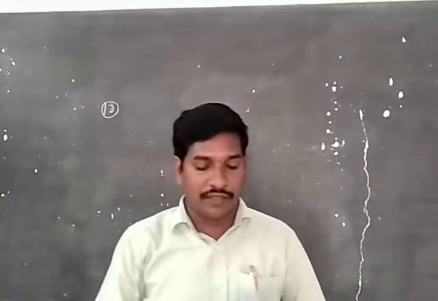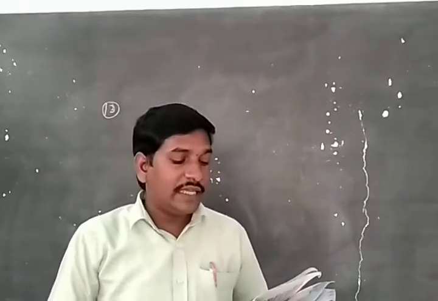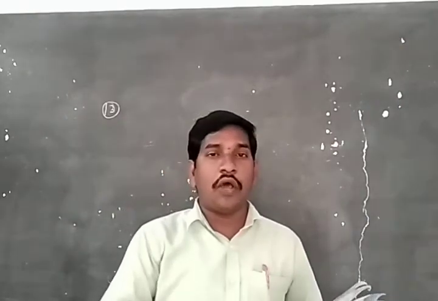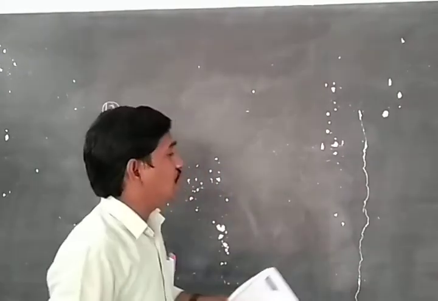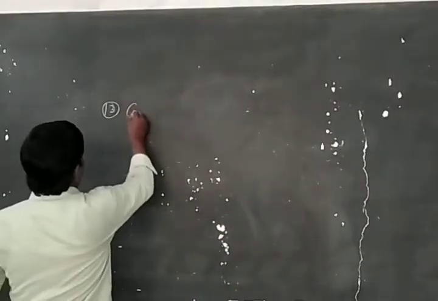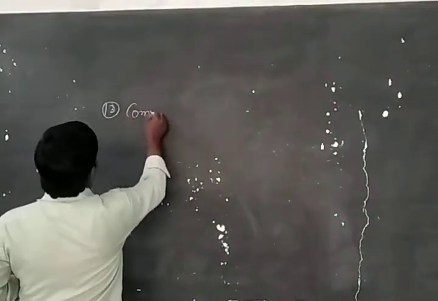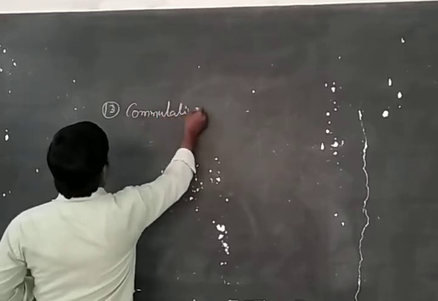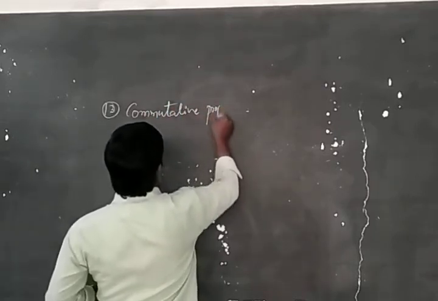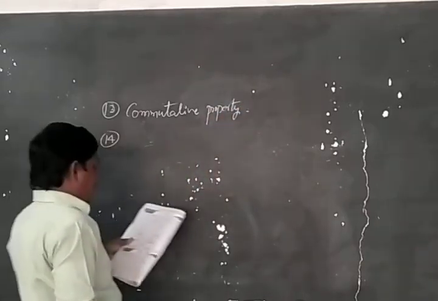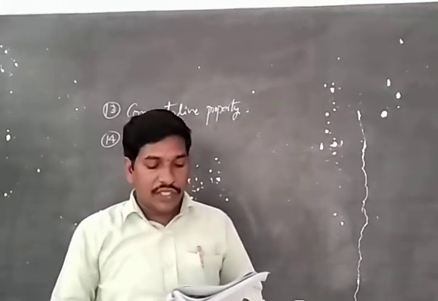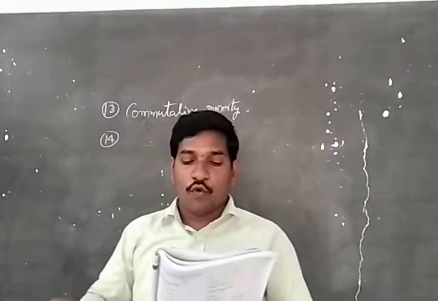Name the property of addition used in 2 by 3 plus 4 by 9 equal to 4 by 9 plus 2 by 3. Here the order is changed, but the sum is equal. That is called the commutative property.